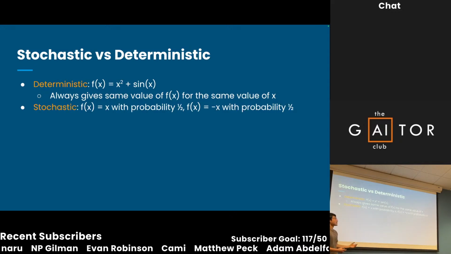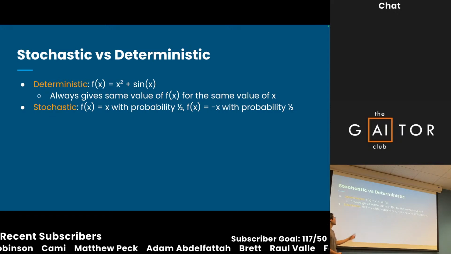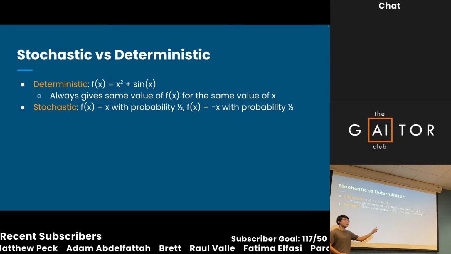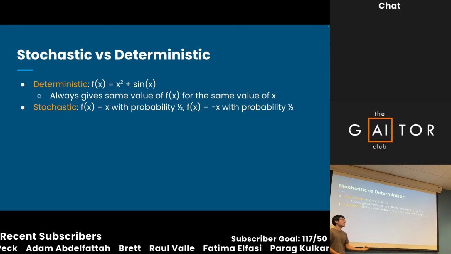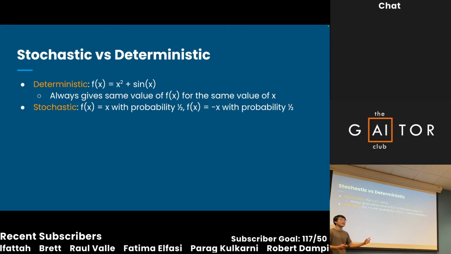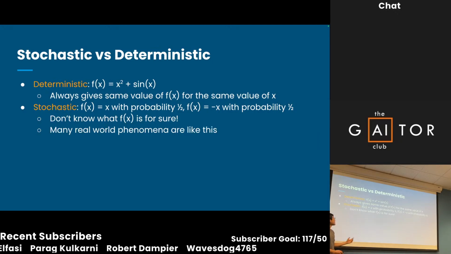Well, there's also a notion of a stochastic function, in which a function takes on a different value depending on different probabilities. For example, I can have f of x equals x with a probability of 1/2, and f of x equals negative x with a probability of 1/2. Now if I give you x equals 5, you can't tell me what the result will necessarily be, because it's a probability distribution. There's a 1/2 chance it'll be 5, and a 1/2 chance it'll be negative 5. Does that make sense? Cool. So we don't know what f of x is for sure, and many real-world phenomena are like this. Can anyone name one example?